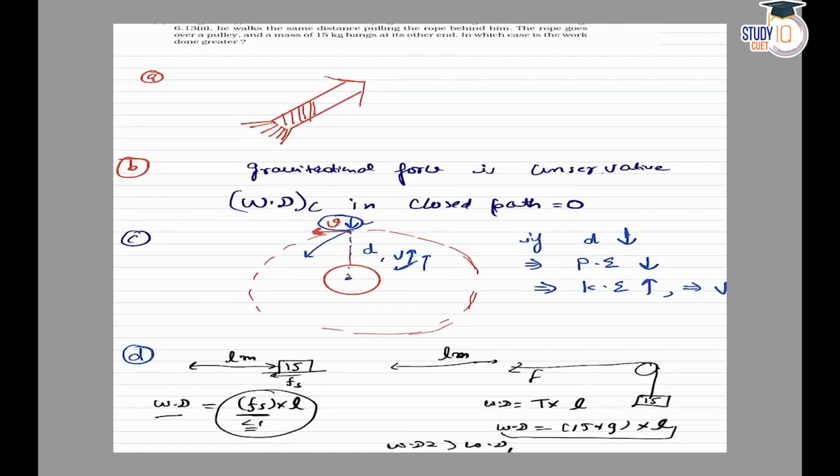In the first situation, the work done by static friction is very less, and in the second situation, the work done by the 15g force is more. The displacement in the first and second parts is the same, but in the second situation the force is more, so the work done in the second situation would be more.